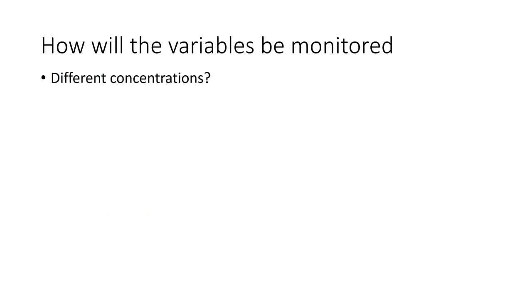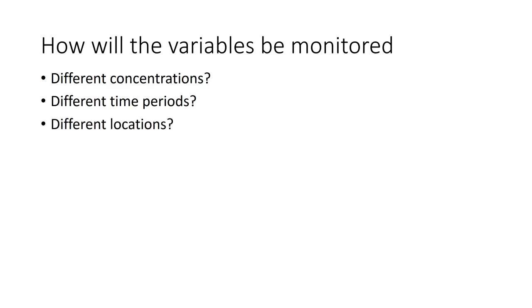How will the variables be monitored? Will you be looking at different concentrations of the same variable? And if you are, then you're going to use one statistical procedure. Are you looking at different time periods? This requires a different statistical procedure. Are you looking at different locations? Again, is this a nested type design? What type of design is that? This needs to be looked at to make sure you use the right statistical procedure, because you just can't go out there and blanketly use something.